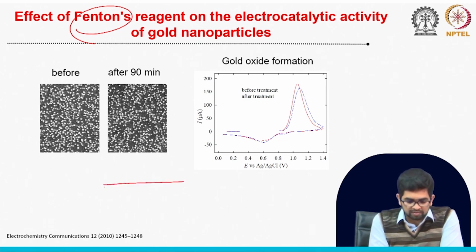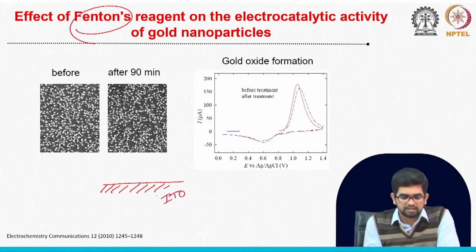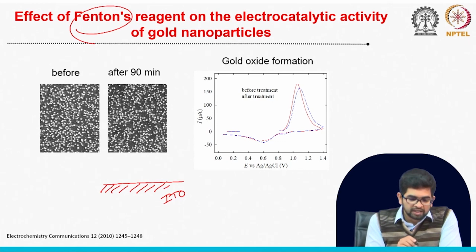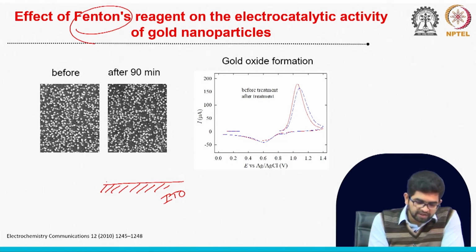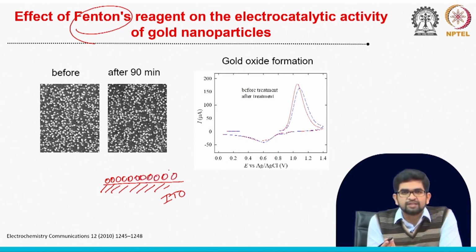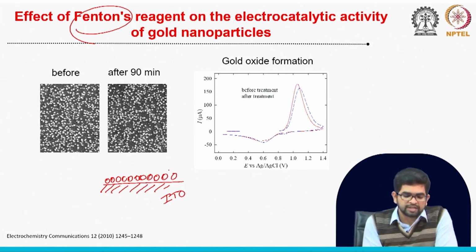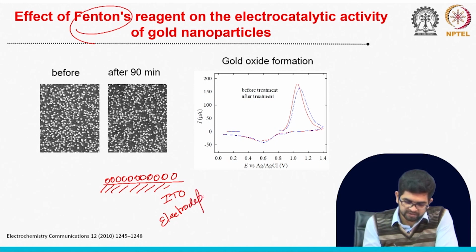on some electrode. Suppose you have an ITO, indium tin oxide coated electrode, and there you modify gold nanoparticles. How do you modify gold nanoparticles on indium tin oxide? You can apply any gold nanoparticle modification method that I already taught you. You can use the electrodeposition method. Electrodeposition, how you can deposit gold nanoparticles, I am just summarizing.